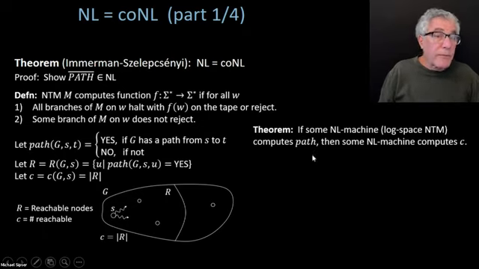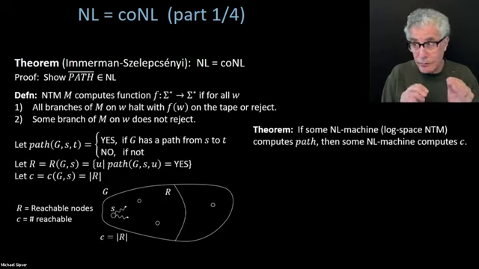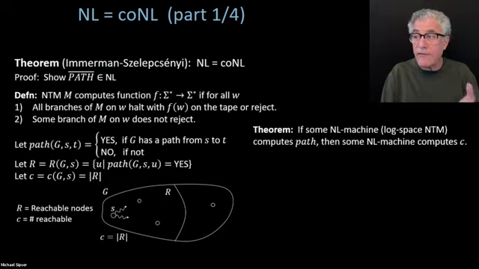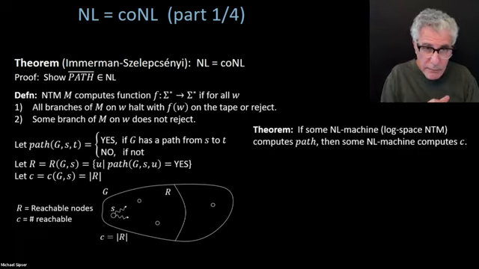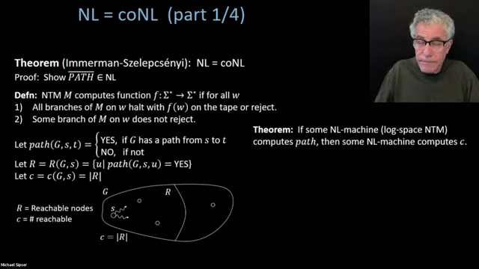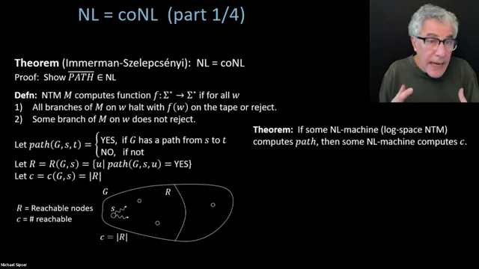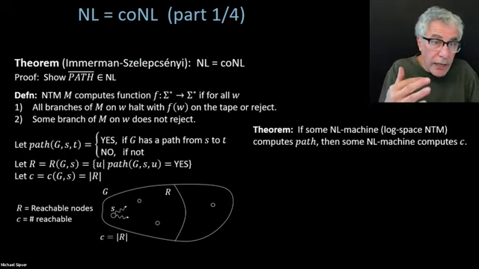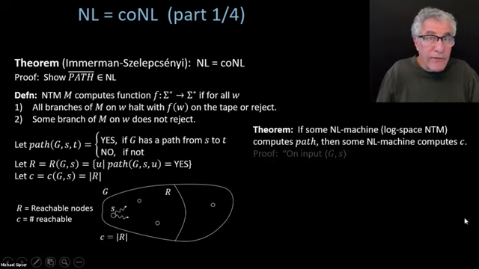So suppose I have a way of computing path by an NL machine. Then can I make some other NL machine which computes the count of the number of nodes reachable? So if I can test if a node is reachable, can I figure out how many nodes are reachable? This is supposed to be easy. It's a little bit of practice. If I can figure out if nodes are reachable, yes or no, then I can figure out how many nodes are reachable. You just go through them one by one, testing if they're reachable, and count the ones that are. That's all I have in mind.